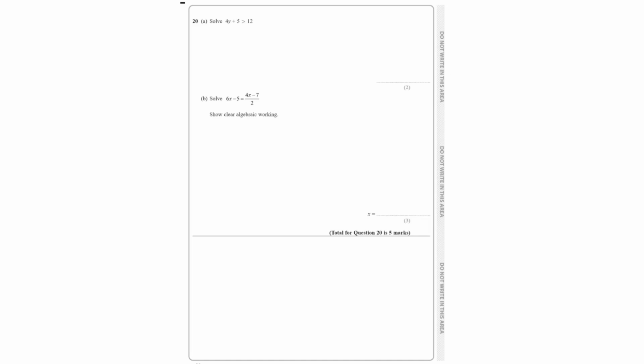Question 20. Solve for 4y plus 5 is greater than 12. We simply treat the inequality sign as an equal sign, and we bring 5 to the other side, which makes this negative. 12 minus 5. 4y is greater than 7. So we simply divide by 4 on both sides to cancel out, and y is greater than 7 over 4.